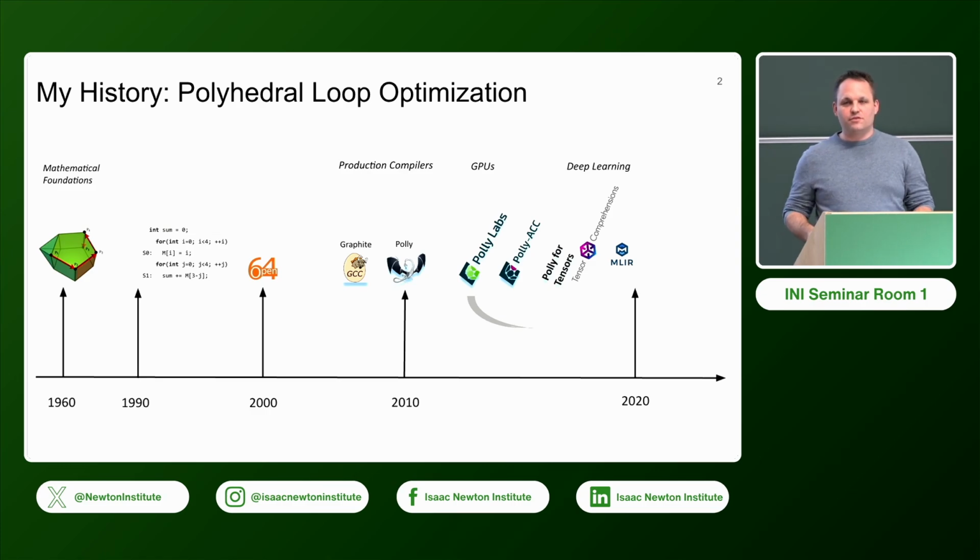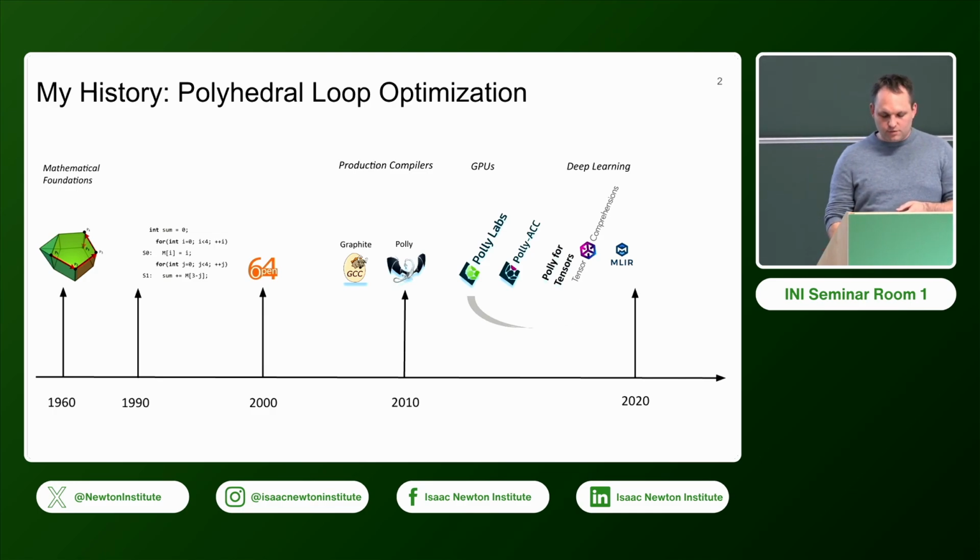Starting from my PhD, over almost 10 years, I worked on polyhedral loop optimization. There's some mathematics in the 1960s about polyhedra. You recognize that they're really good in modeling loop nests, and then there was an early implementation of constraint-based loop optimization in the 2000s.